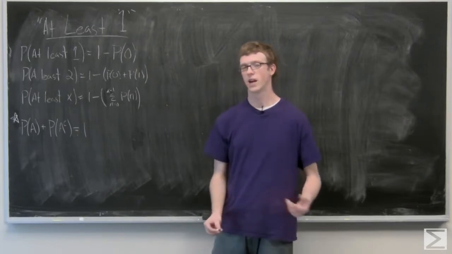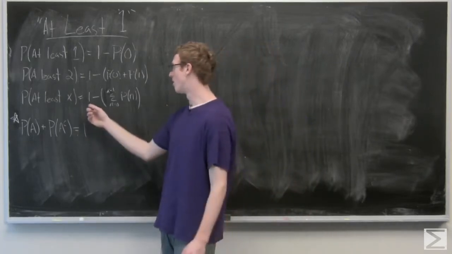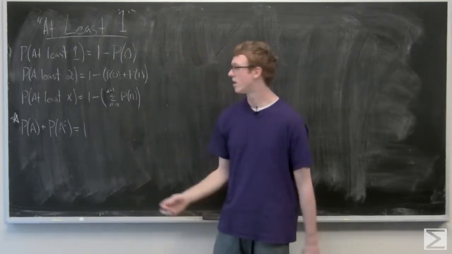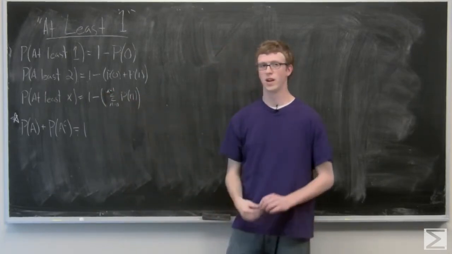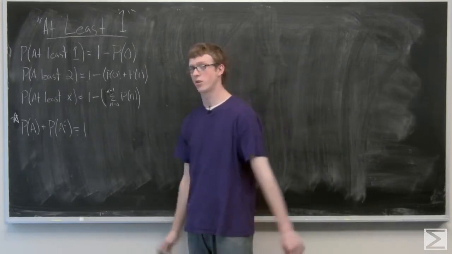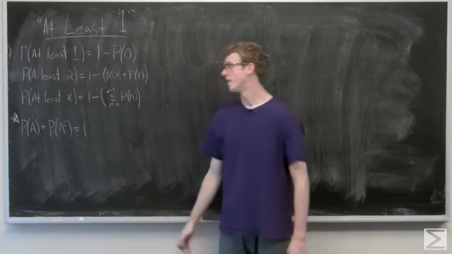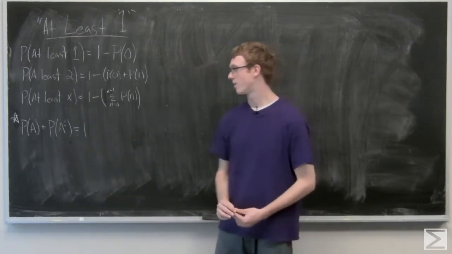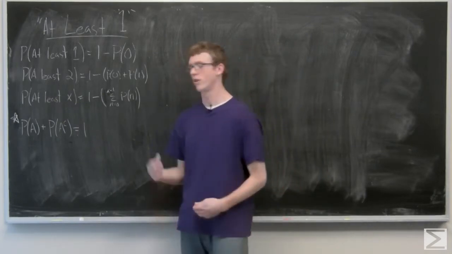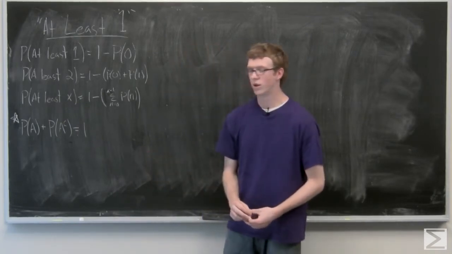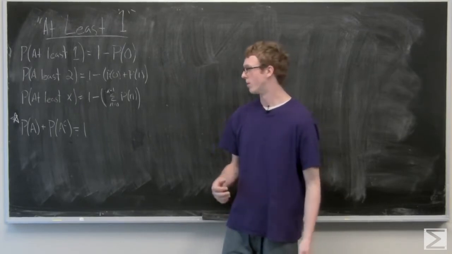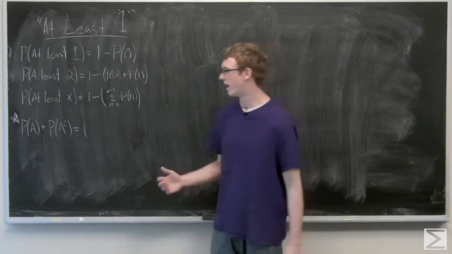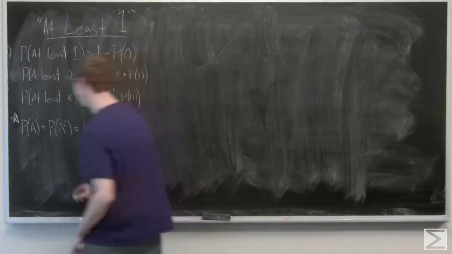The probability of at least X is going to be 1 minus the summation from n equals 0 to X minus 1 of the probability of n successes. So the golden rule to remember here is that the probability of A plus the probability of not A, or the complement event, is going to be 1. So basically, the probability of A is 1 minus the probability of not A.